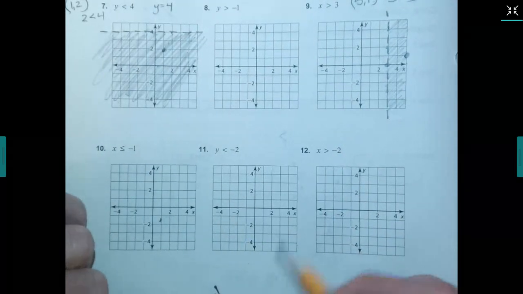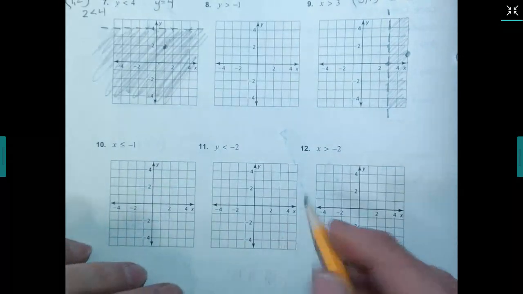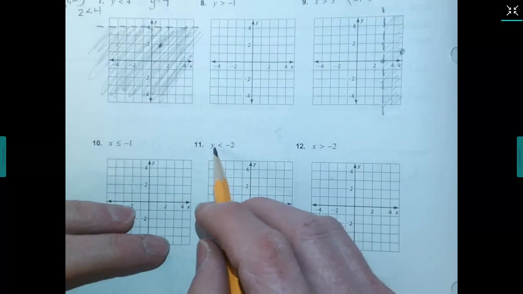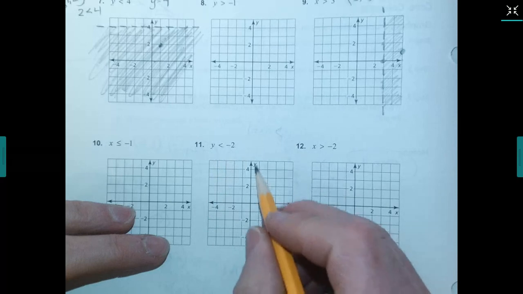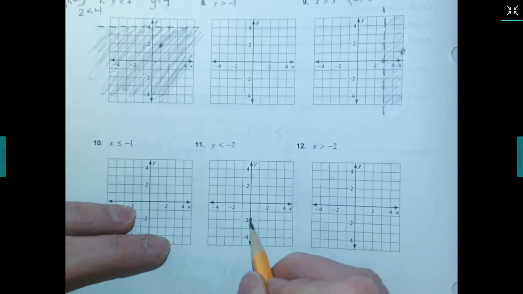Try number 10, and then pause the video. Do those two, and then let's do number 11 together. Y is less than negative 2. So there's y is negative 2.